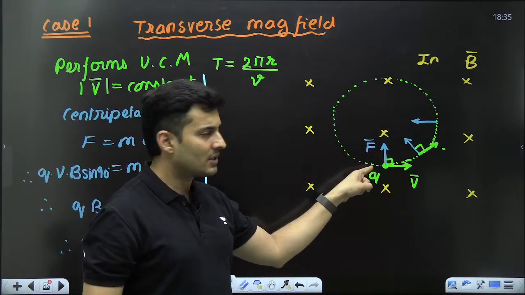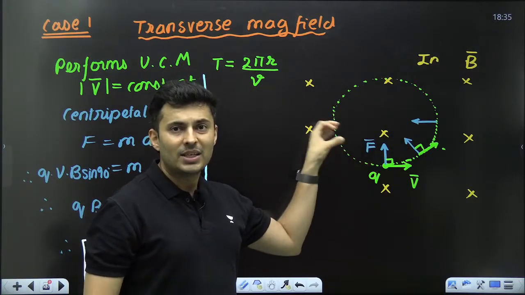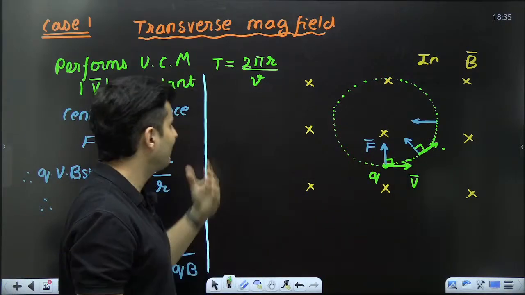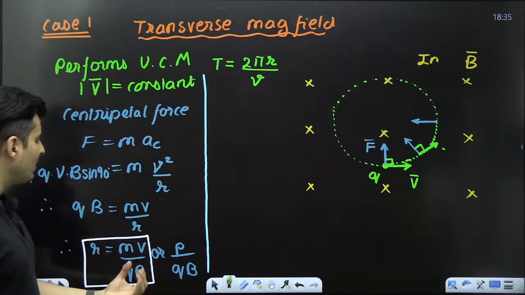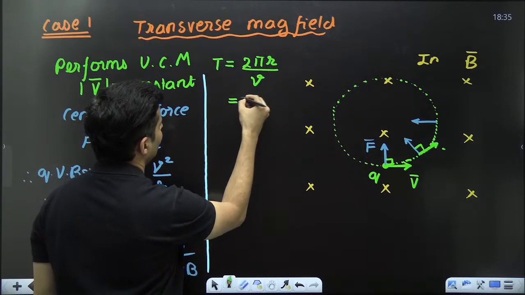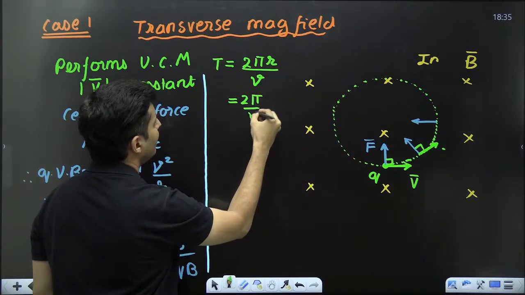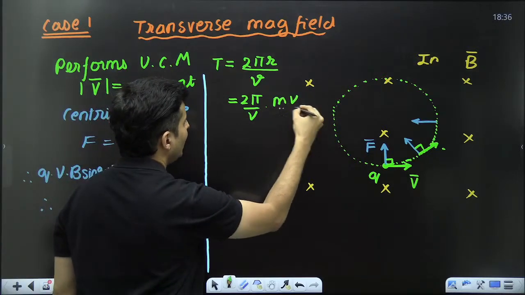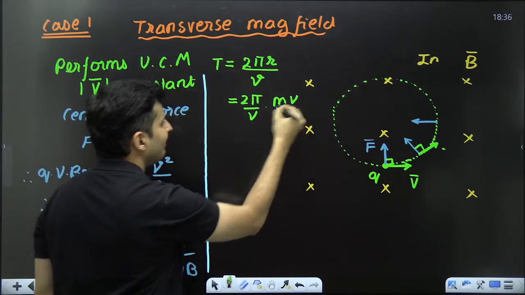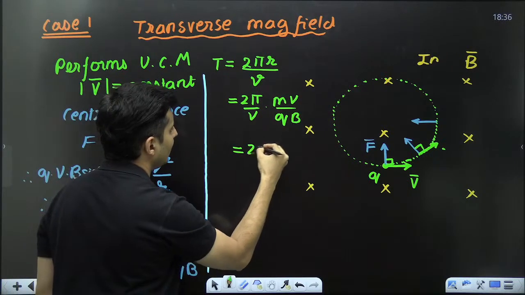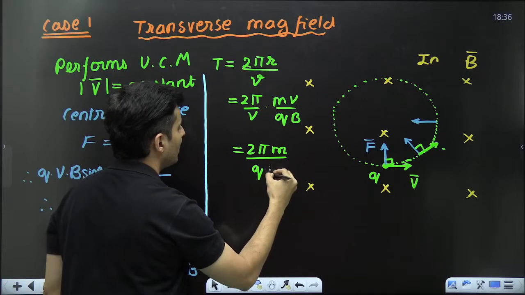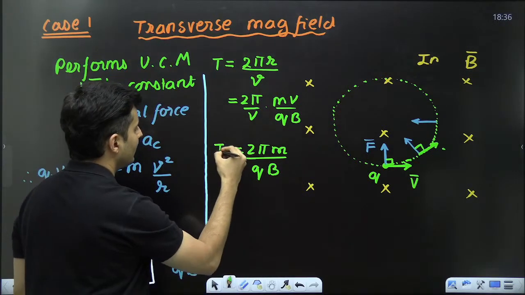Circumference is the distance by the speed. Time is distance by that speed with which you are traveling. Correct? Perfect. I know r is mv by qB, so why not substitute it over here? So 2 pi by v as it is. Take r from here, which is nothing but mv divided by qB. V cancels, so you will see it is 2 pi m divided by the charge into the magnetic field. That is your time period.